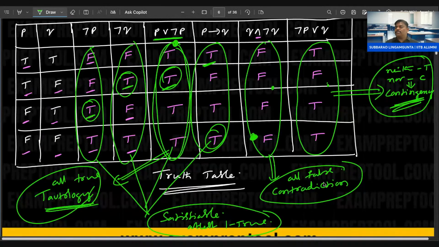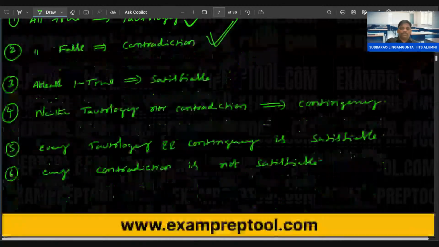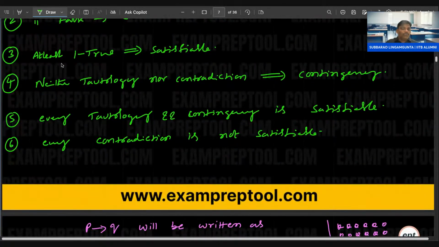All true, tautology. All false, contradiction. Neither tautology nor contradiction is called contingency. You know this, we discussed it in the last class. At least one true, satisfiable. Every tautology and every contingency is satisfiable. Every contradiction is not satisfiable.